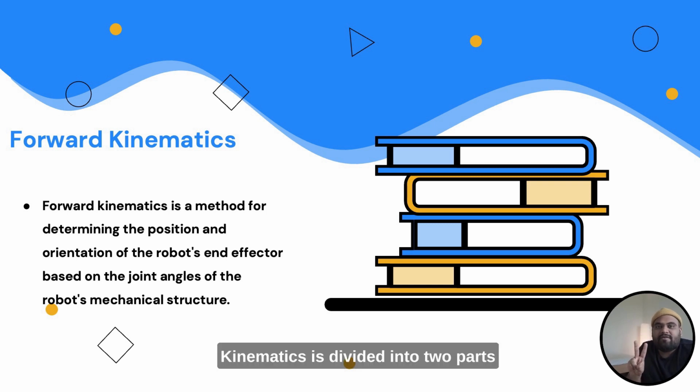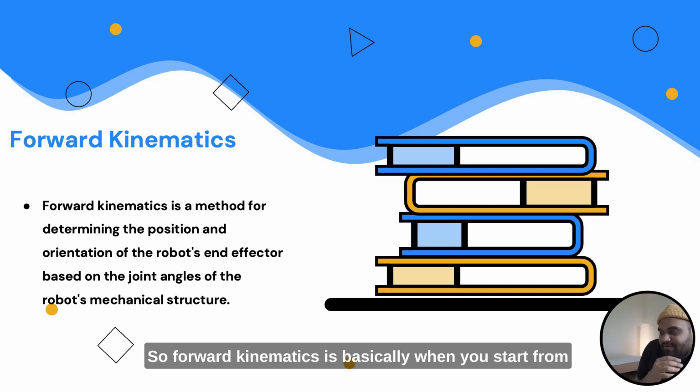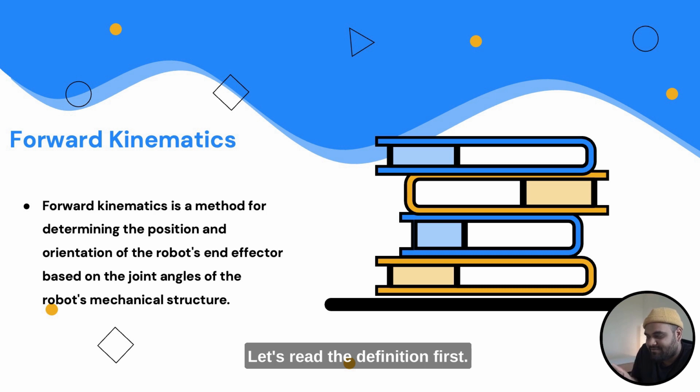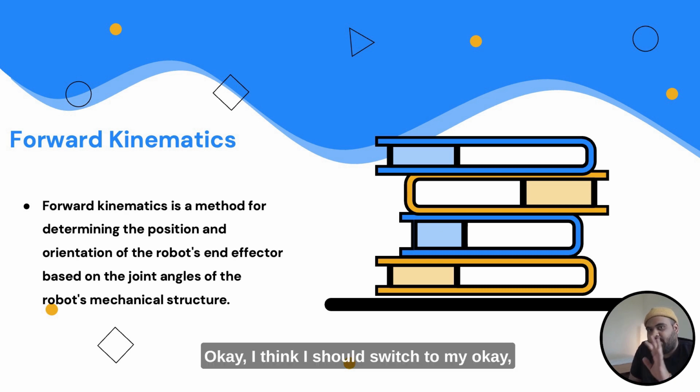Kinematics is divided into two parts: forward kinematics and inverse kinematics. Okay, not reverse kinematics, inverse kinematics. So forward kinematics is basically when you start from the source and you tell the robot the position. Okay, I'll tell you what we're talking about. Let's read the definition first. Forward kinematics is a method for determining the position and orientation of the robot end effector based on the joint angle of the robot.